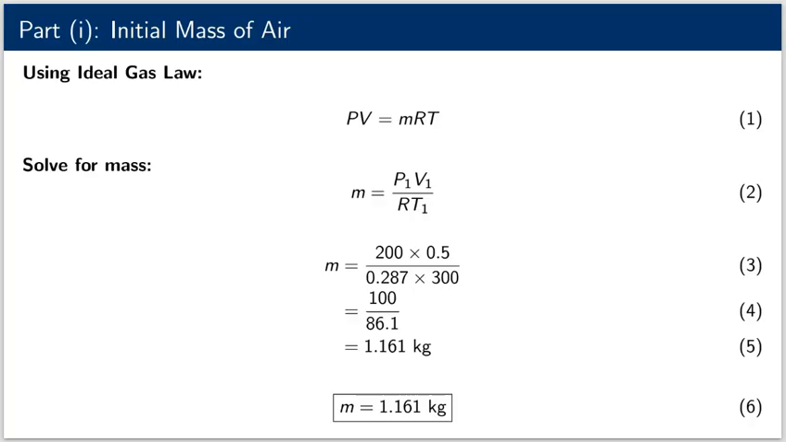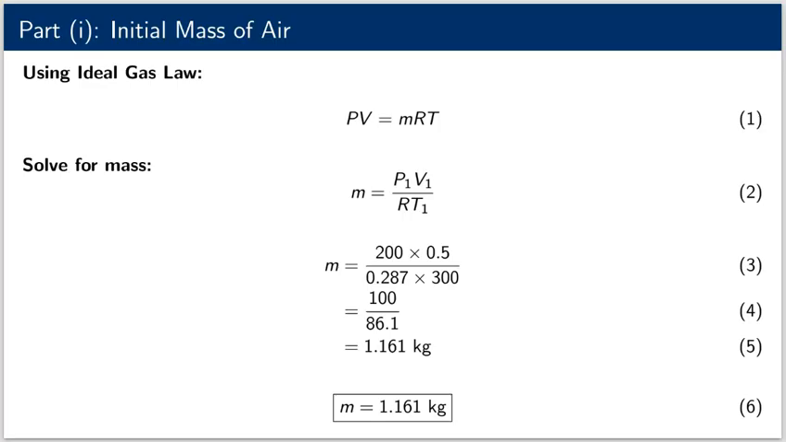In part 1, initial mass of air using the ideal gas law. Here m is mass, so it is not PV equals nRT. Here PV is equal to mRT because the R unit is per kg Kelvin. So I am using PV equals mRT, solving for mass m equals P1 V1 over R T1. First convert temperature, already we did that, 27 degrees Celsius equals 300 Kelvin.